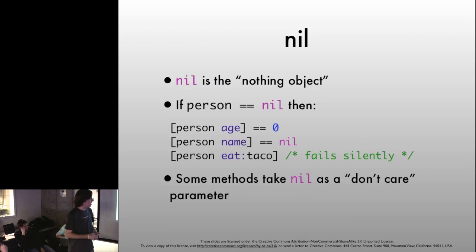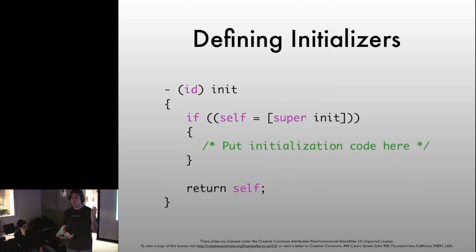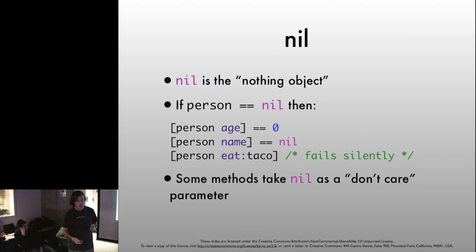Okay, so I mentioned a little bit that there's this object called nil. It's Objective-C's nothing object. It's slightly different from null in the sense that it's actually an object. C defines null, which is just a 0 pointer. Nil is actually an object that's kind of the nothing object. So again, if initialization fails, it reports nil, saying that initialization failed.